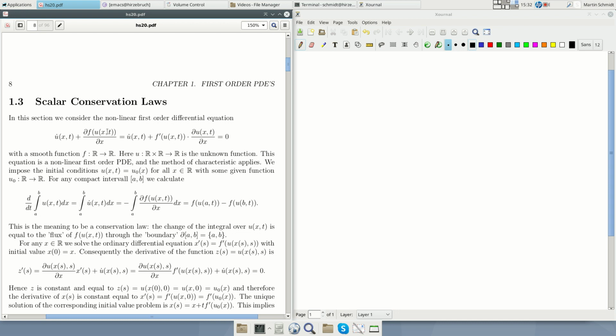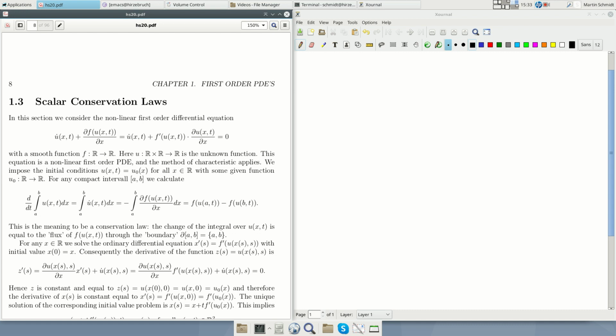If we use the chain rule, then we obtain this: the derivative of the real function f in one variable, times the partial derivative of u. So this is our differential equation, and we assume that the function f is smooth. In this section we will solve this equation, and we will see that some problems show up in some situations with the solution.